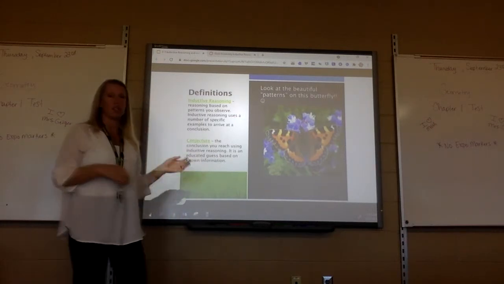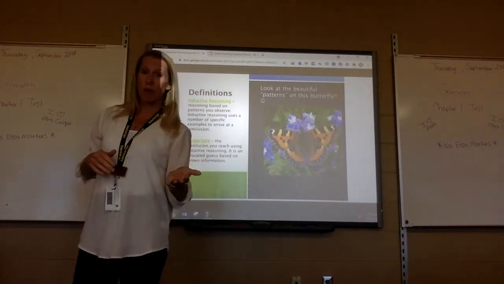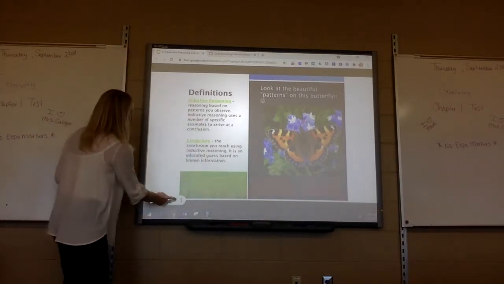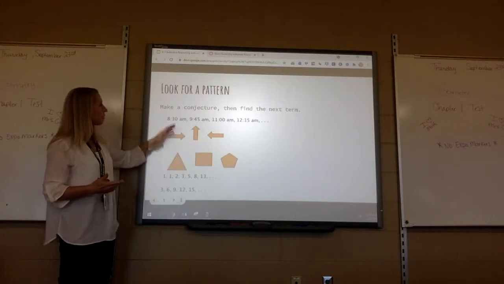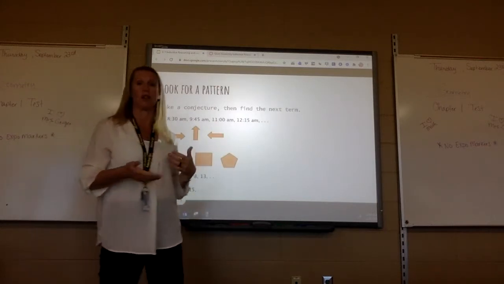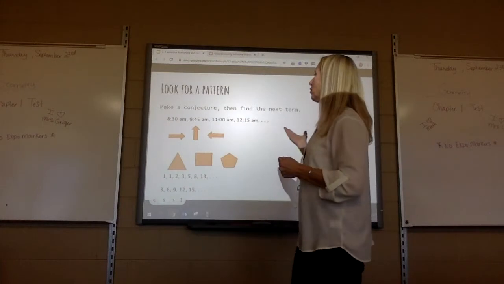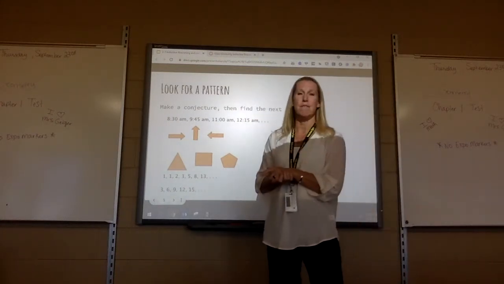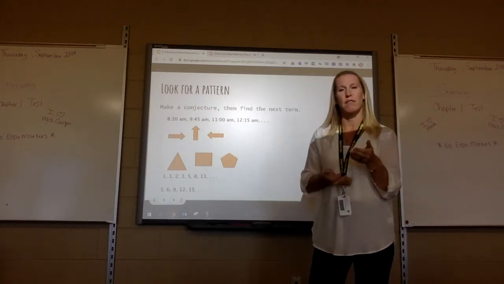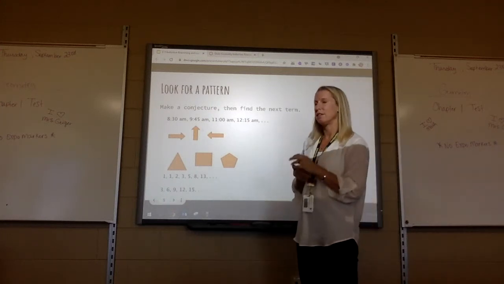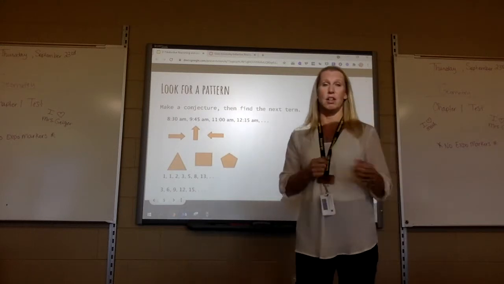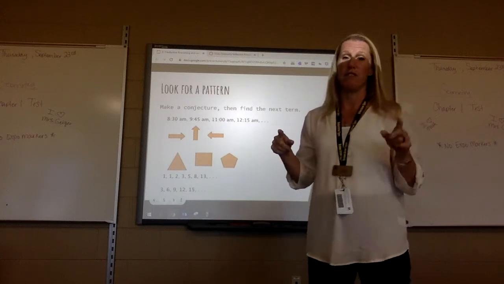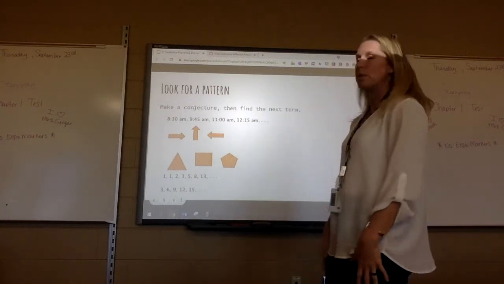A conjecture is just the conclusion that you reach while using inductive reasoning. I've got a few examples here. Let's make a conjecture or conclusion about these times. We'll start with the times. It starts at 8:30, then it goes to 9:45, then 11, then 12:15. Are you noticing a pattern? Well, it's going up by an hour and 15 minutes each time. So what would the next time be?